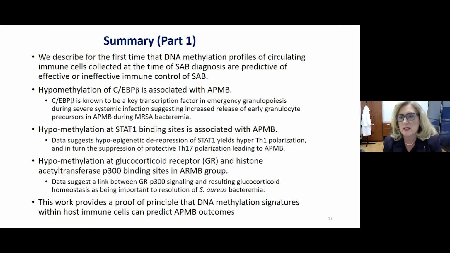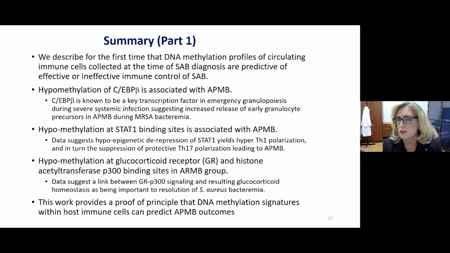So I'd like to summarize this part one. We described for the first time that DNA methylation profiles of circulating immune cells in whole blood collected at the time of diagnosis of Staphylococcus aureus bacteremia are predictive of effective or ineffective immune control of SAB. Hypomethylation of certain transcription factors, including CEBP beta and STAT1, are associated with persistent infection, and hypomethylation at the glucocorticoid receptor and histone acetyltransferase P300 binding sites are also associated with disease phenotype.